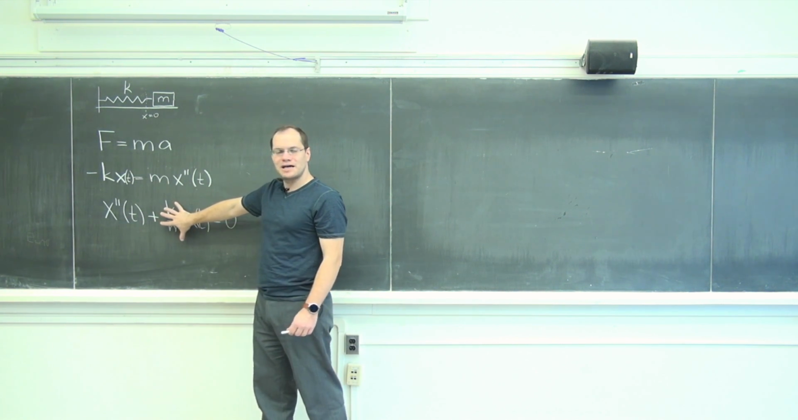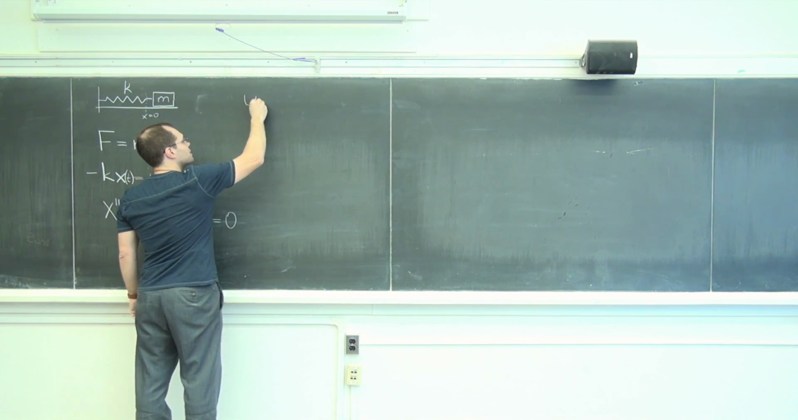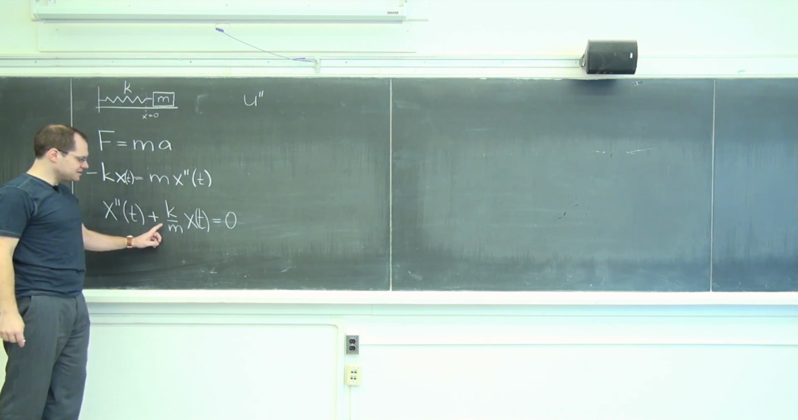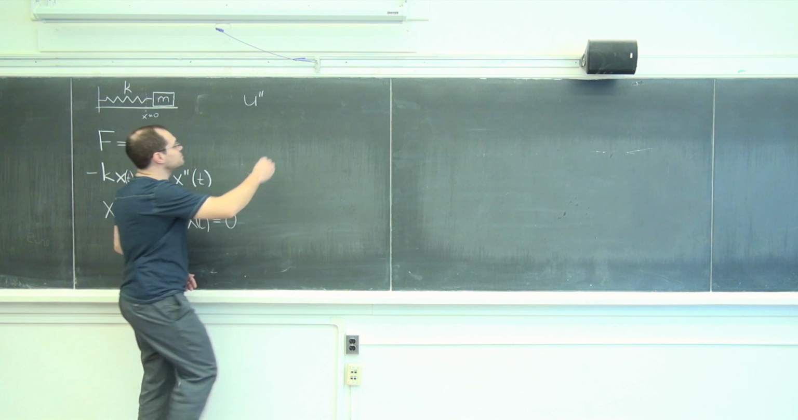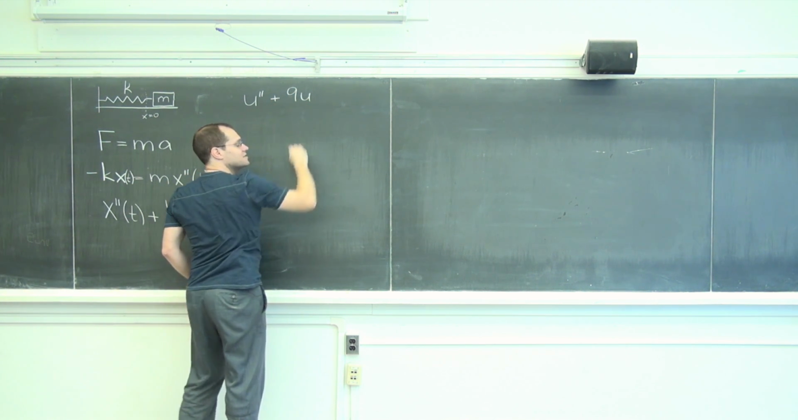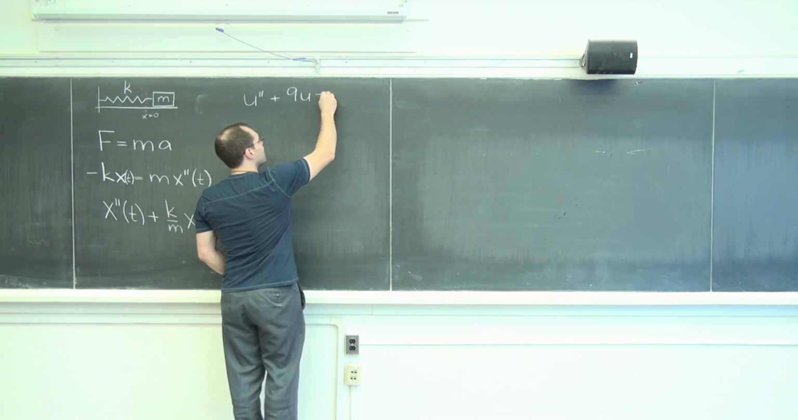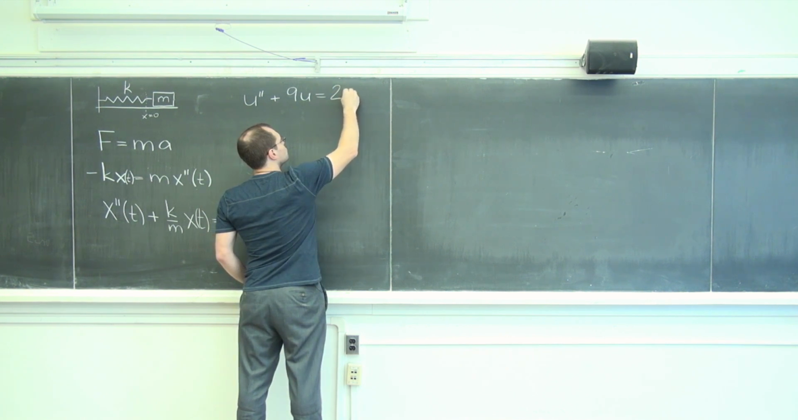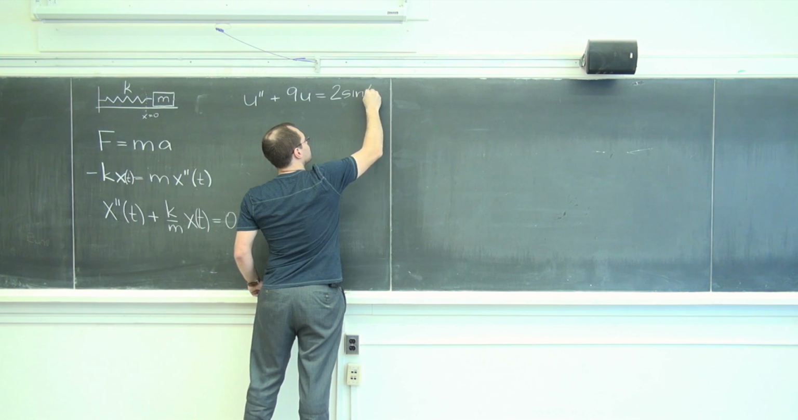So we're inspired by this, but the way I'll write it, I'll go back to u, and we'll have u double prime plus 9u. So I'll pretend this is 9, because I want to have a specific equation. I'm going real fast from being a physicist to being a mathematician. Equals, and somebody's driving it, let's say 2 sine of 4t. Why not?